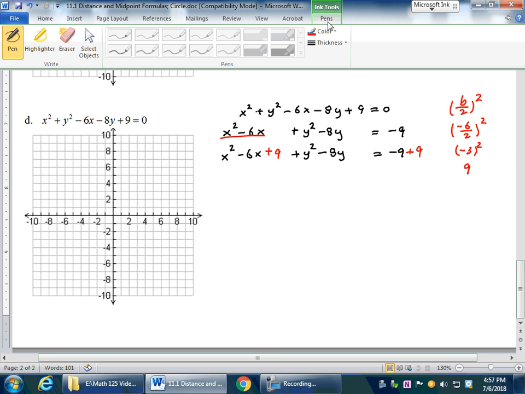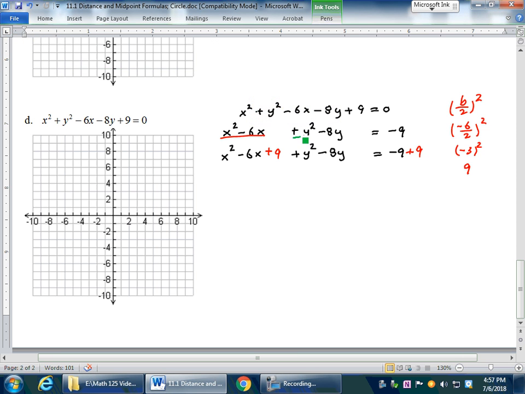Now I'm going to complete the square for the y part. Again, the same thing: b divided by 2 and squared. In this case, my b is negative 8, divided by 2, squared, which is negative 4 squared. That will give me 16. So to get a perfect square trinomial, I'm going to add 16 for my y part, and make sure you add it to both sides. Because these are perfect square trinomials, when I write it in factored exponential form, that will be x minus 3 squared plus y minus 4 squared equal to 16.